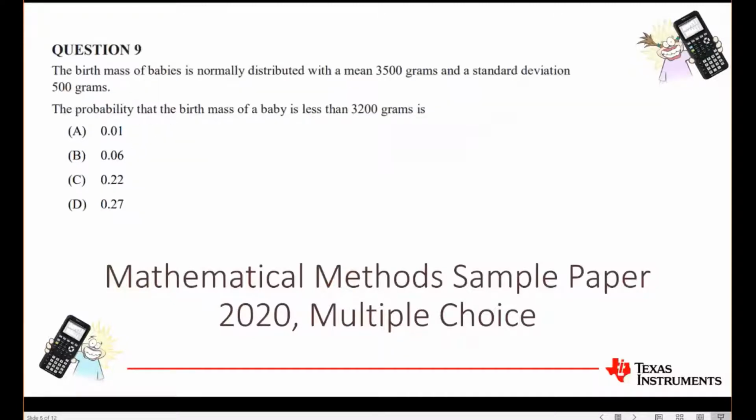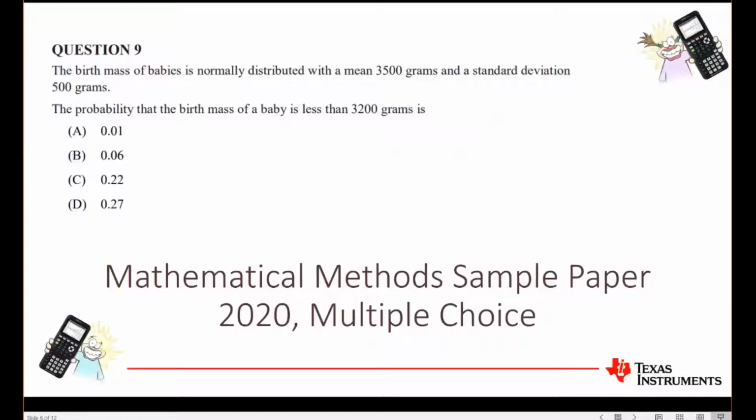All right, moving on to some statistics. So we've got the birth mass of babies is normally distributed with a mean of 3,500 and a standard deviation of 500 grams. We're trying to find the probability that our birth mass would be less than 3,200.